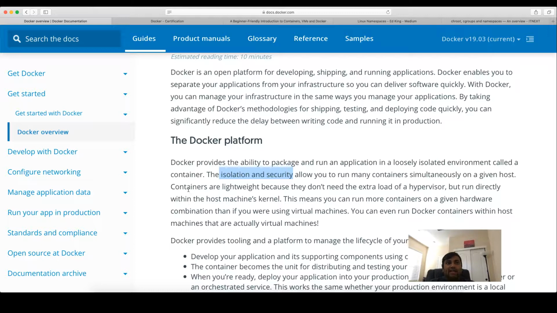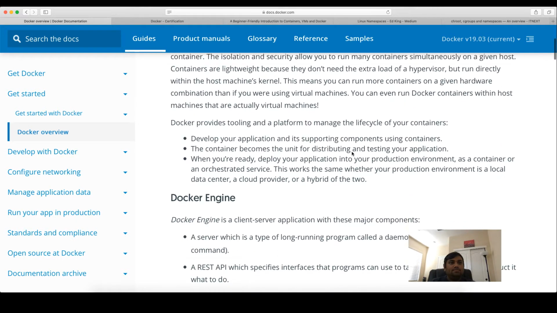On the other hand, the containers are lightweight because they do not need the extra layer of hypervisor. And the reason they don't need it is because they share the same host kernel. That's one of the reasons they are very lightweight. And because they are lightweight, you can bring up a lot more containers on a host versus the number of VMs. Again, you can read some of these things in great detail on docs.docker.com.